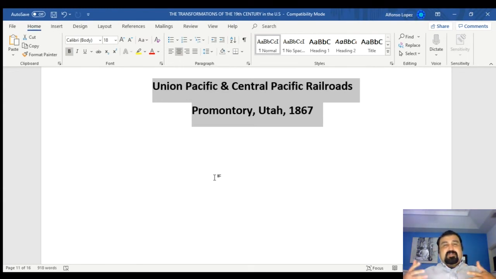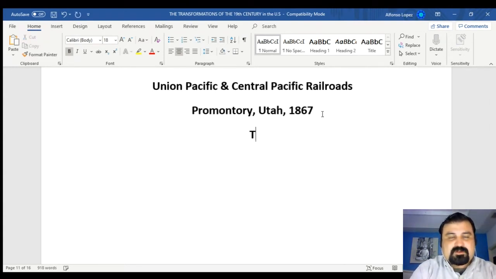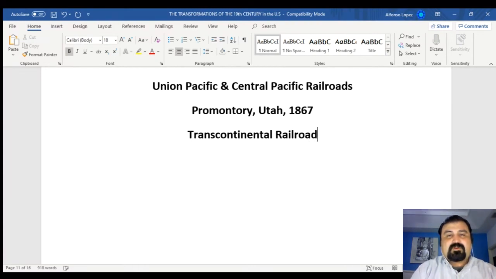And so there, the meeting of those two rail lines really was signaling the beginning of a new era in the United States, because by 1867, there's going to be a transcontinental railroad that connected the United States together from the East Coast all the way to the West Coast.